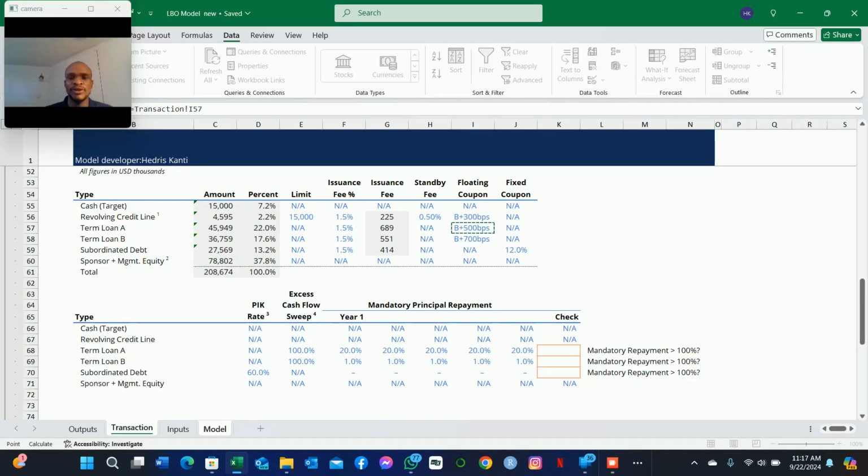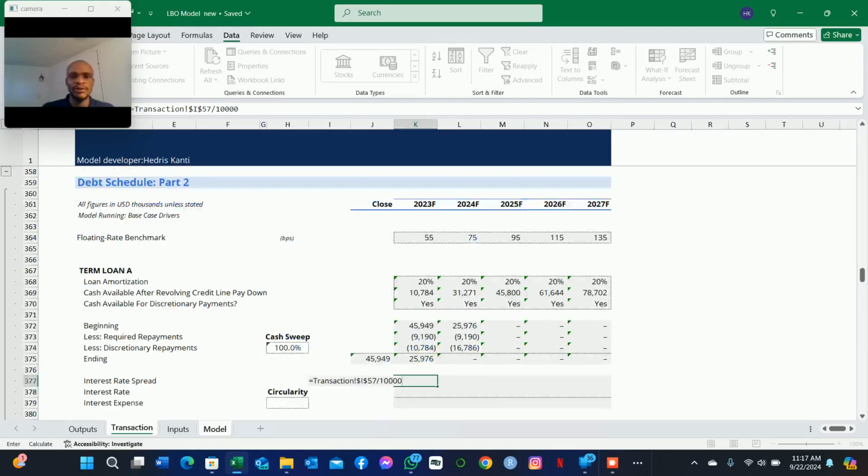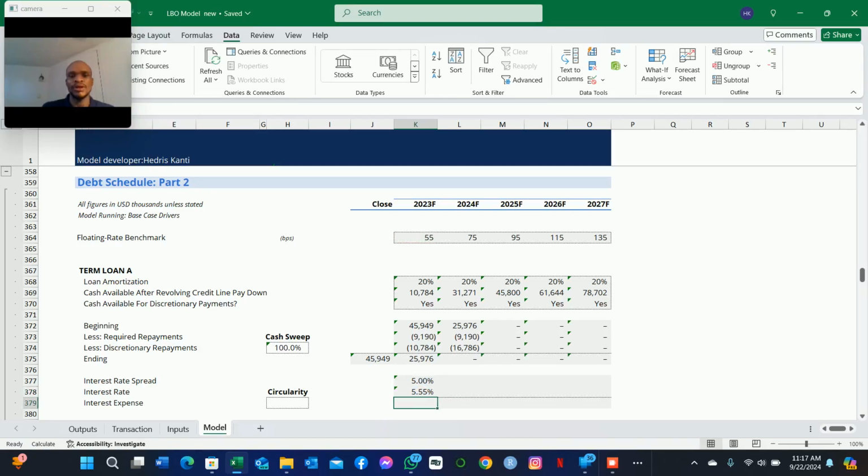So that's why we have it there as a benchmark plus 500 basis points. We have to reference that cell and we divide it by 10,000. We have it there as 5%, and then going forward the interest rate is going to be this interest rate spread, and then we add to it the floating rate benchmark, which we have set up here, and then we divide it again by 10,000 because we are converting it to a percentage.